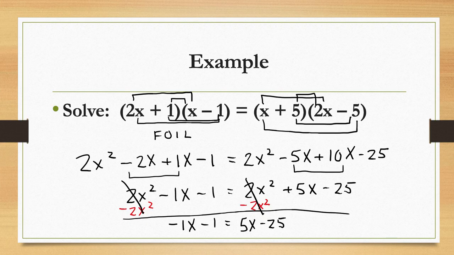You just want to move either an x term or a number. I'm going to go ahead and move this minus 1, so I'll do the opposite by adding 1. All right, that's going to cause it to cancel on the left. So I'm going to come up here to the top and finish this thing up. So I have a negative 1x is equal to 5x minus 24.